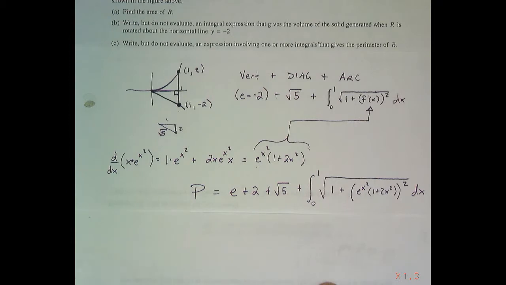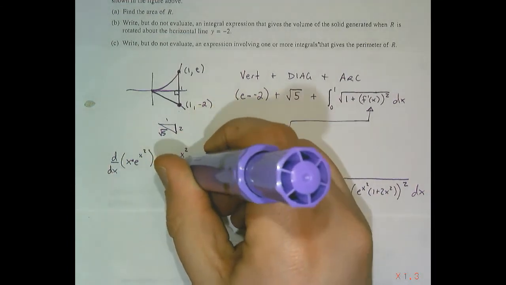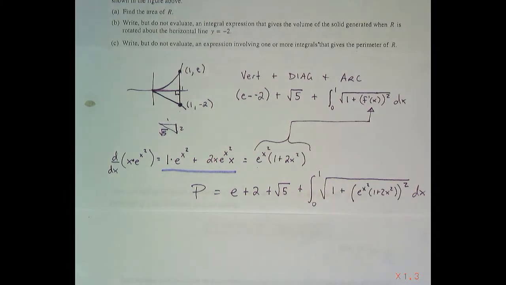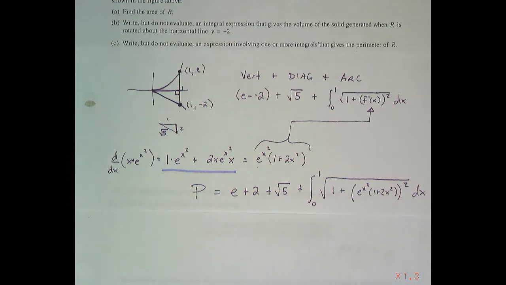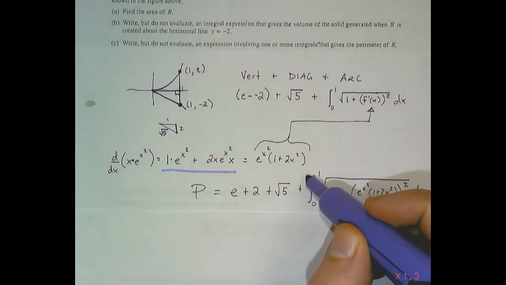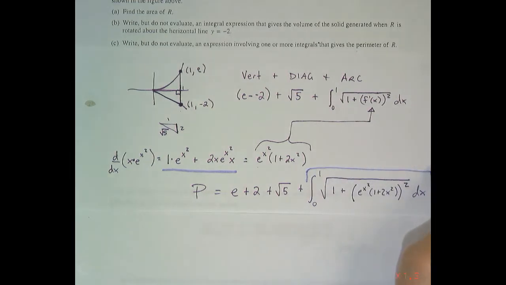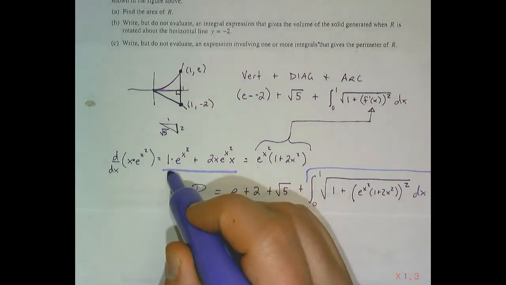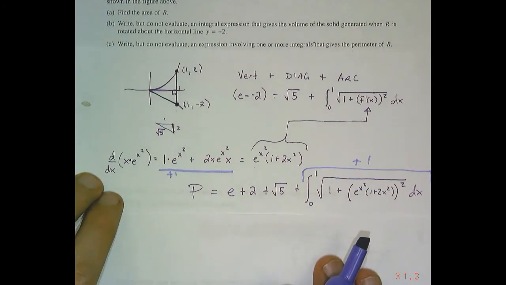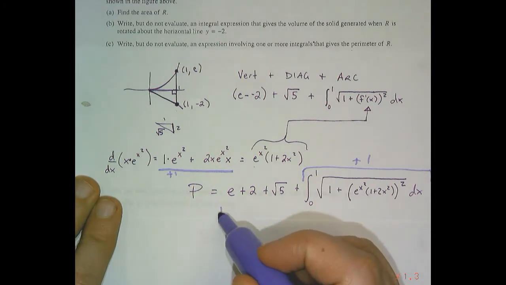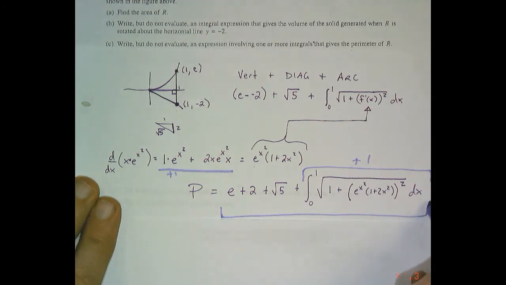So that answers part C, which is worth 3 points. The first point comes from, did you remember to take the derivative of f of x, or more specifically x e to the x squared? That's worth 1 point. If you then plugged that into the arc length formula, that's going to get you your second point. And then your third point comes from, do you have the correct answer? Did you take the sum of these three values, the vertical line, the diagonal line, and the arc?